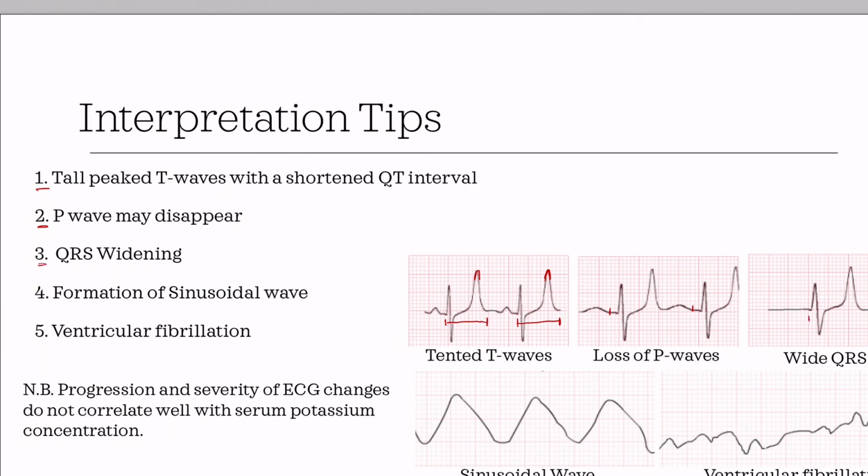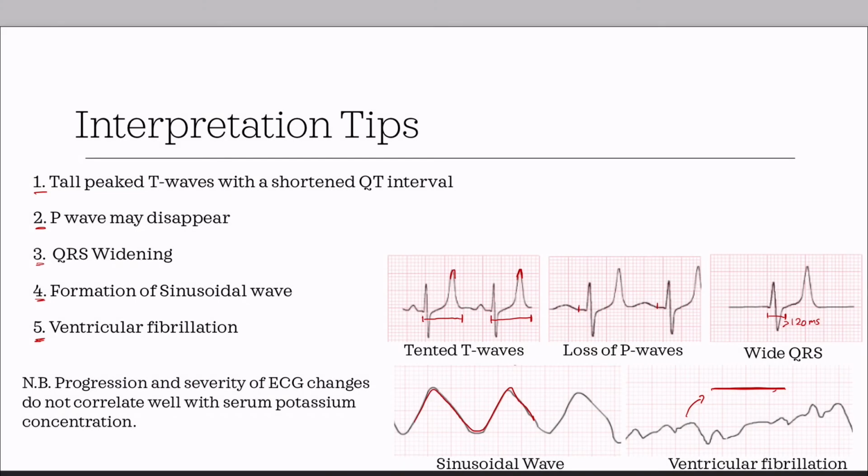So the QRS complex here is greater than 120 milliseconds. Finally, we have formation of sinusoidal waves. So here we have these sinusoidal waves, and these are really wide QRS complexes. And finally, we have ventricular fibrillation as shown here in the image, and this can eventually lead to asystole, which is a flat line.